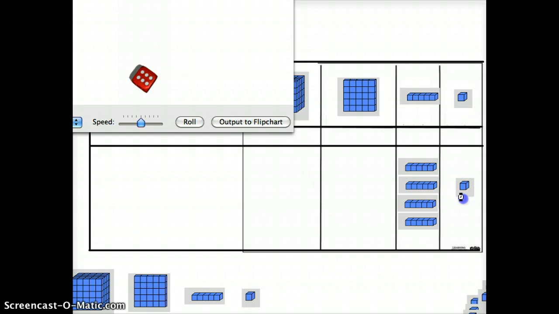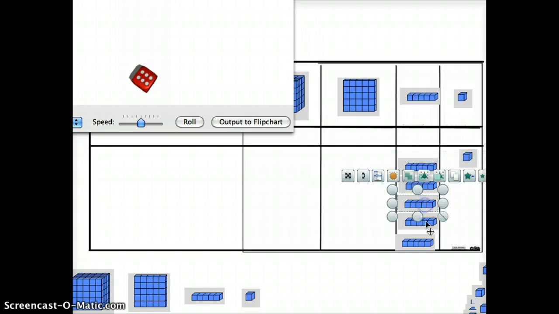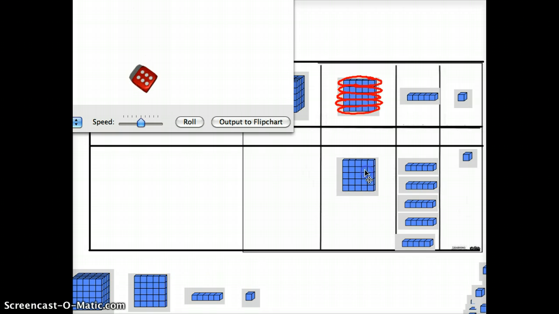So we have 6. So 1, 2, 3, 4, 5, 6. We definitely need to group here. We can bring in this 5 right here, take out 1, 2, 3, 4, 5. And now what you might notice is that we have 1, 2, 3, 4, 5 longs. And that is the same thing as this flat right here. We have 1, 2, 3, 4, 5. So this would be the most efficient way to represent that.